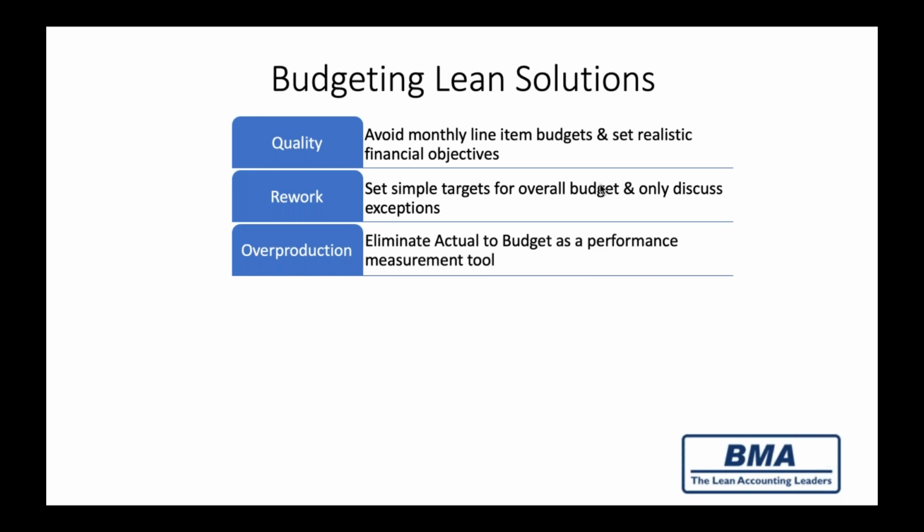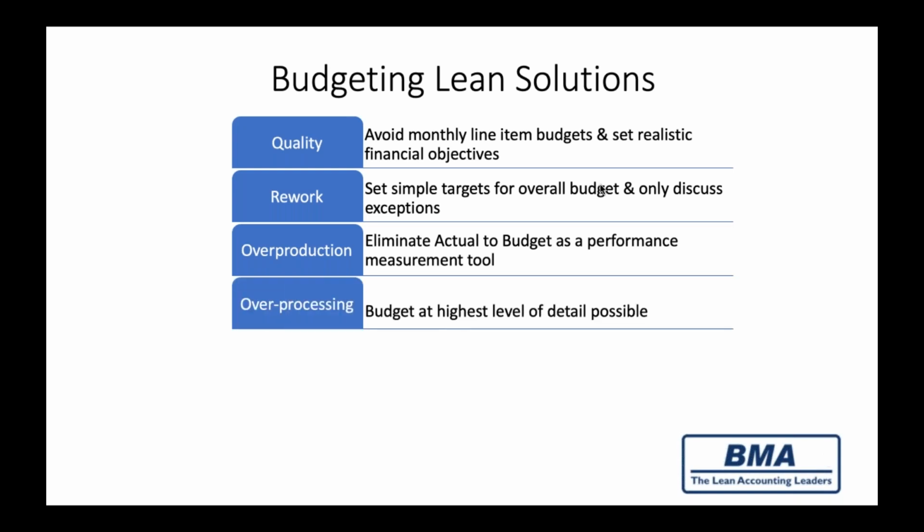Eliminate actual to budget as a performance measurement tool. If managers are judged on how well they budget, meaning every month they're asked to explain actual to budget. How good am I budgeting? What assumptions am I making? This also leads to what I call padding the budget. So, I need to put everything I can in the budget so that I don't have to deal with the actual being over budget.